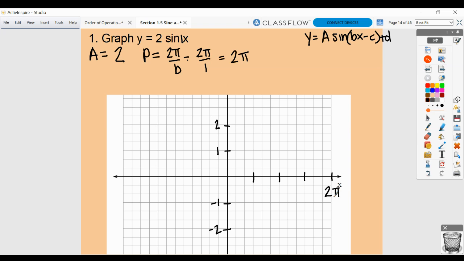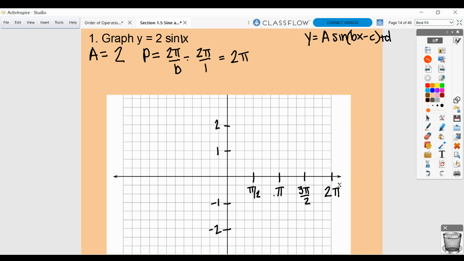So what is half of 2 pi? What's half of 2 pi? What is half of pi? Pi over 2. And then what is between pi and pi over 2? So what is between 1 and 2? 1.5. So that would be 3 pi over 2.